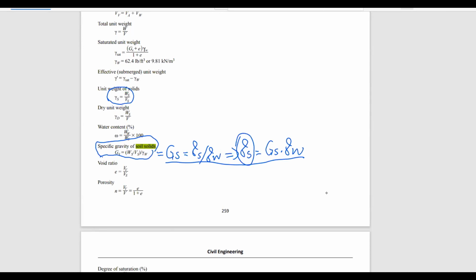Okay, so we can write the unit weight of solids, or let's start by writing the formula for specific gravity of soil solids. So GS, gonna come back here, because we have GS given in the problem. So I'm gonna start by writing that GS is equal to weight of solids divided by volume of solids, and all this divided by unit weight of water.